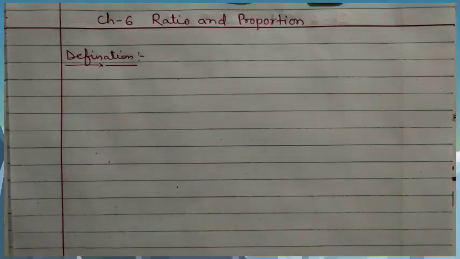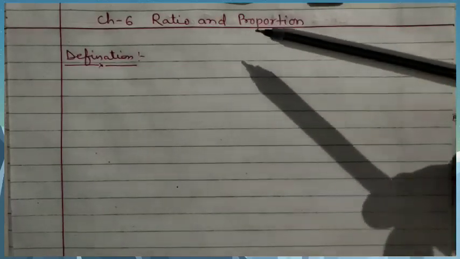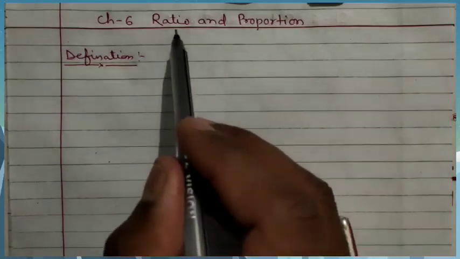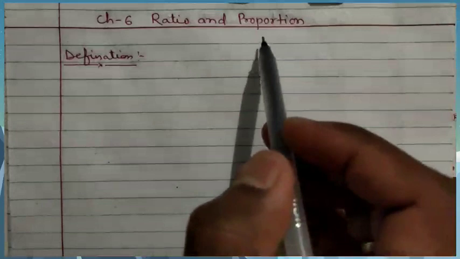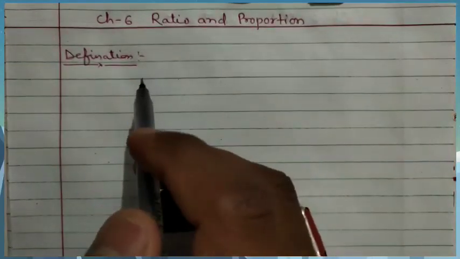Good morning, students. In our previous video, we completed our chapter 5, that was exponents with their laws. And today in this video we are going to start our next chapter, and the name of the chapter is ratio and proportion. First we will learn about ratio. Then after we will learn about proportion. So let us see what is ratio.